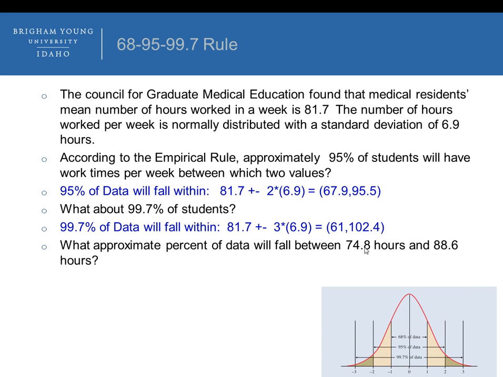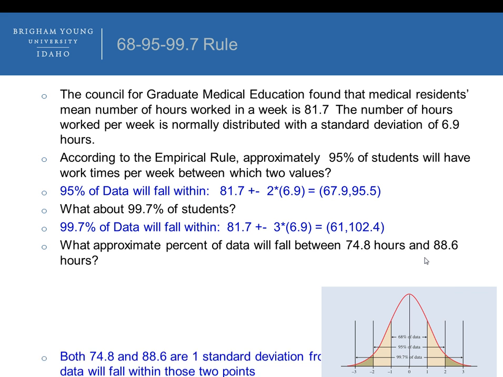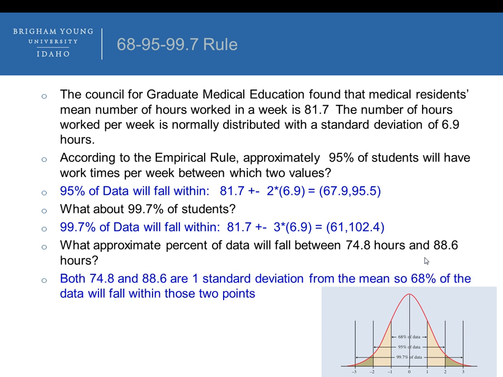Now, if you notice closely, these two numbers, if you compare them to the mean, are exactly one standard deviation away from the mean. And so what we can say here is that both of those numbers are one standard deviation from the mean. So 68% of the data fall within those two points.